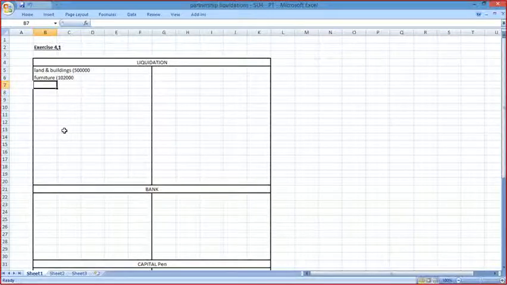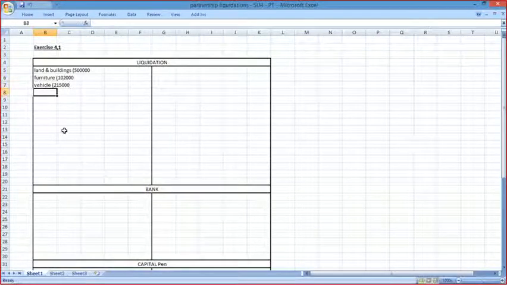Okay, next one. Vehicles at cost. Same as above. Yeah, it's an asset in a liquidation account on the debit side. Perfect. Okay. Amounts? 215,000.